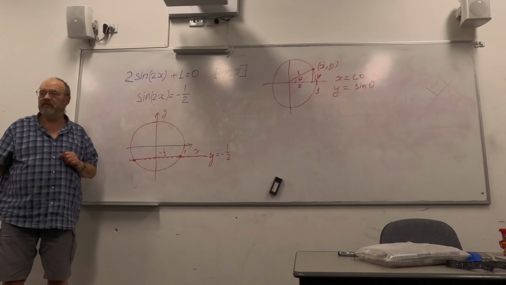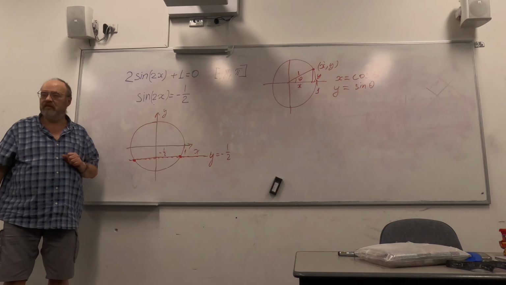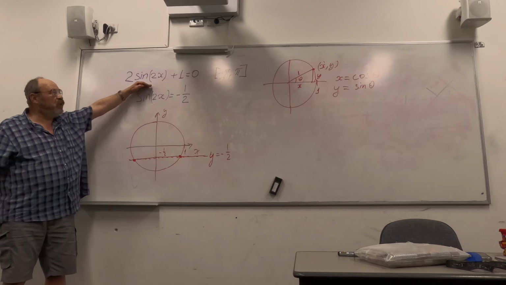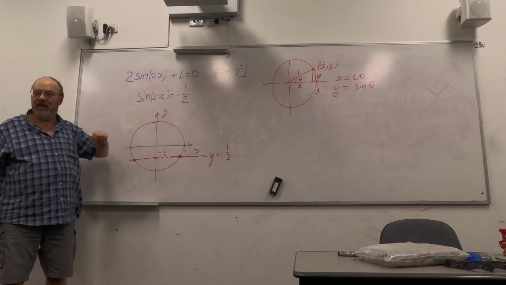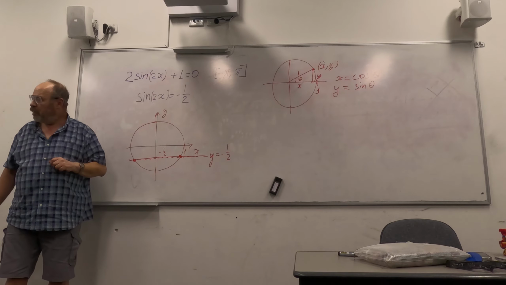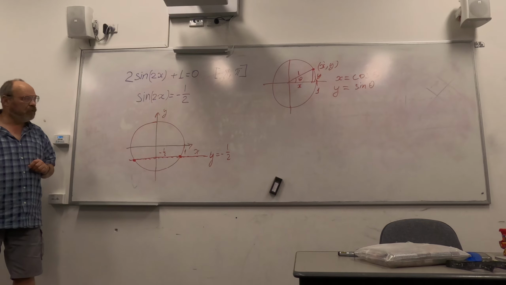Until you said y is negative, I understood everything. Why is it negative 1/2? Because the equation was this. If you rearrange this equation, we get sine 2x equals negative 1/2. Why is it a line? Why is it not just points?